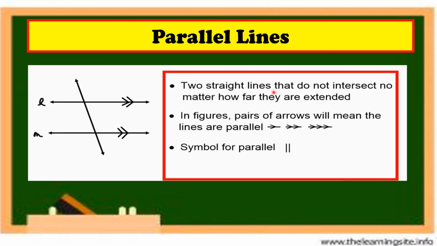Parallel lines are two straight lines that do not intersect, no matter how far they are extended. So we have line L and we have line M. The two arrows represent that line L is parallel to line M. The symbol for parallel lines is two vertical lines.